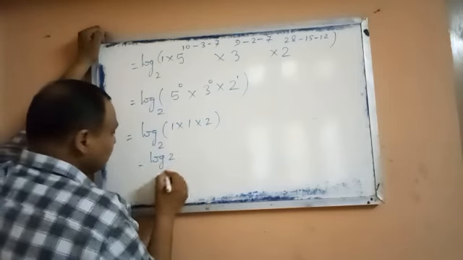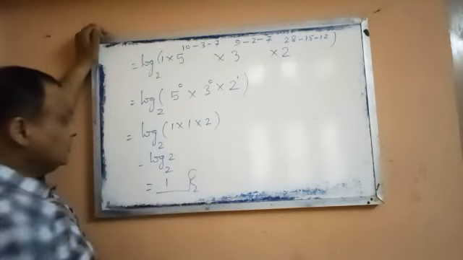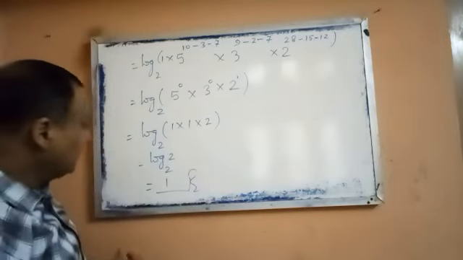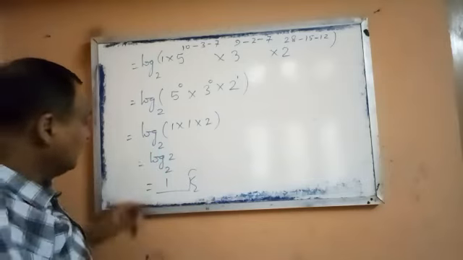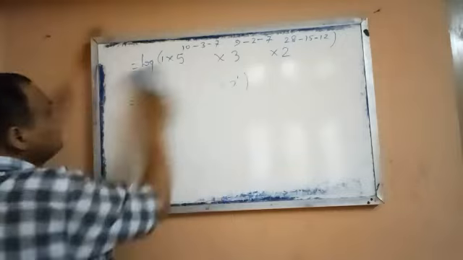So log 2 with respect to base 2 is equal to how much? 1. Theorem is there. Log of a number with respect to base same number is equal to 1. We will take another sum.